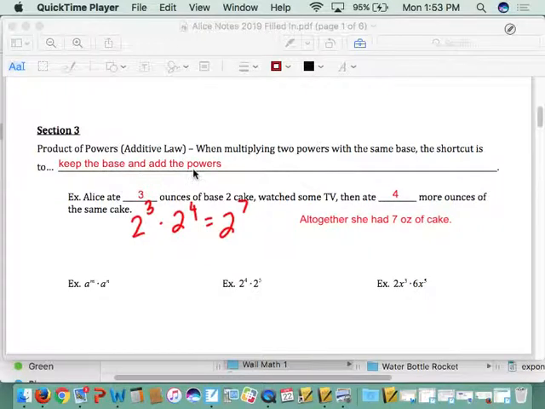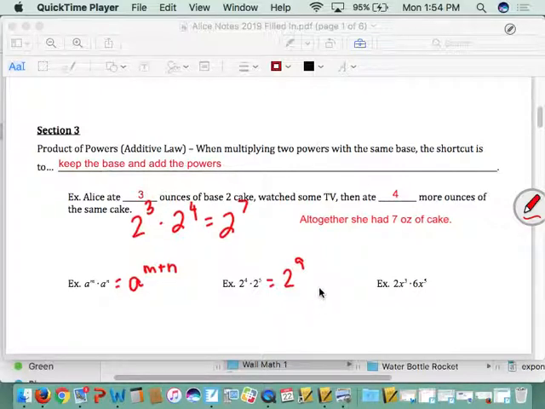So let's apply that definition shortcut to these 3 examples. So a to the m times a to the n. A is my base, and I'm simply going to add my powers. This is going to be the same as a to the m plus n. The next example, we have 2 to the 4th times 2 to the 5th. So Alice is eating base 2 cake. It's the same as having 9 ounces of base 2 cake, 2 to the 9th.